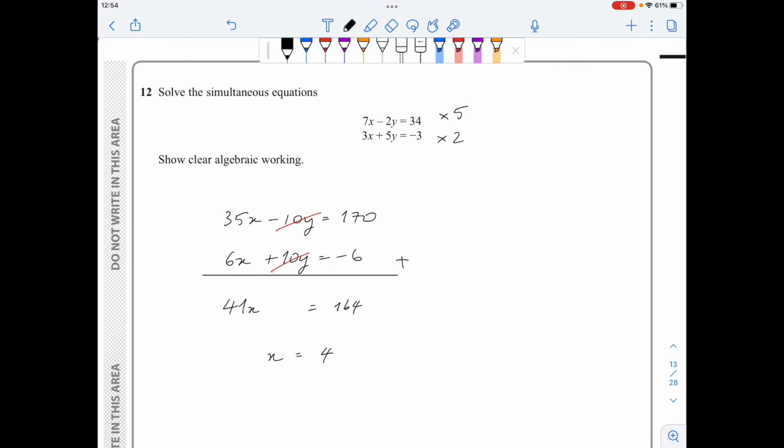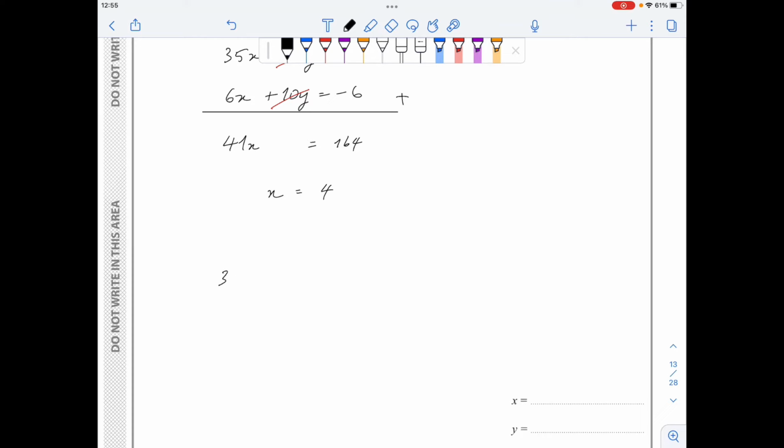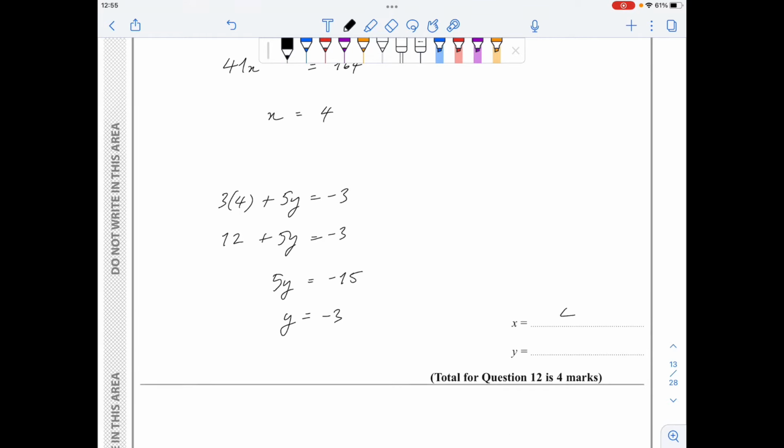Now I will substitute this one into any of the equations. Let's take for example the second one. So I get 3 times 4 plus 5y is equal to minus 3. 12 plus 5y is minus 3. 5y is equal to minus 15. So y is equal to minus 3. So my final answers are 4 and minus 3.